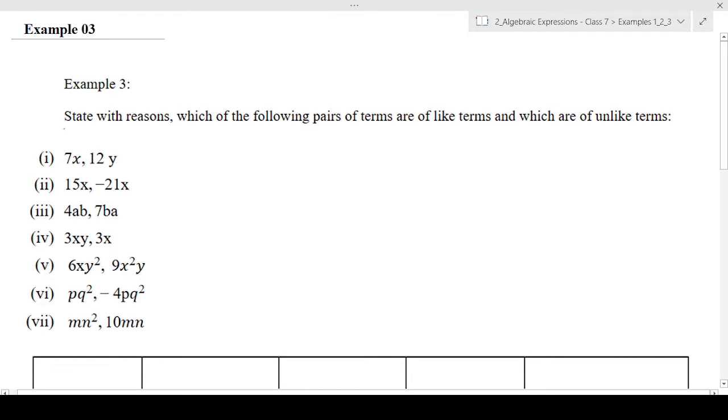Now in this problem, they've specifically asked us to find out the terms which are categorized as like terms and the ones which are unlike terms, with reasons. So if you remember, what are like terms? Like terms are those terms which have the same algebraic factors.